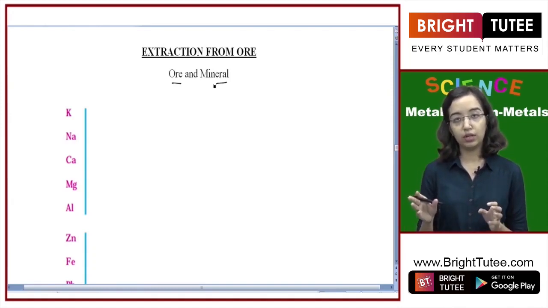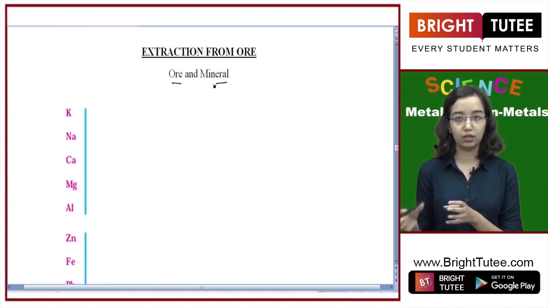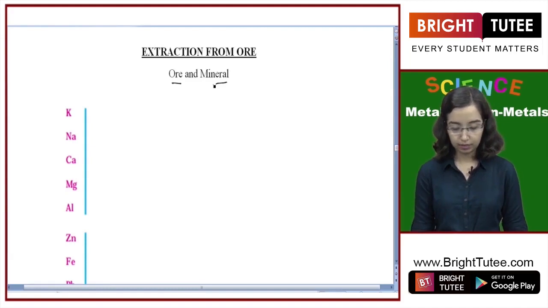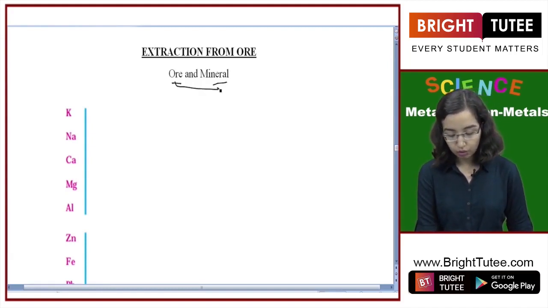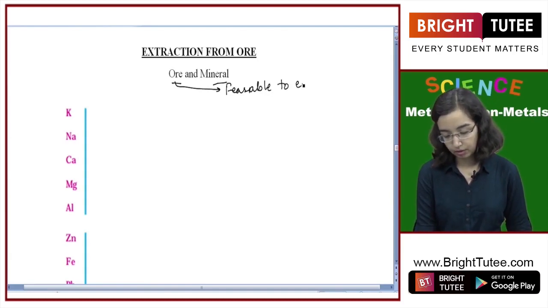Whereas any mineral is basically a substance, a piece of rock which has different metals and different kinds of particles in it. So ore is different because it is feasible to extract metal from it.